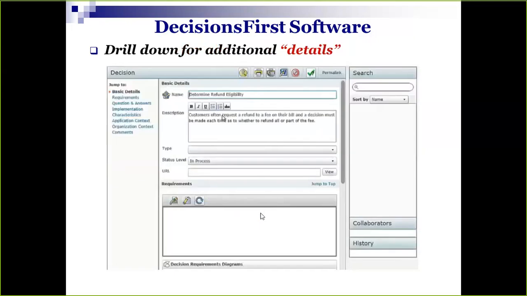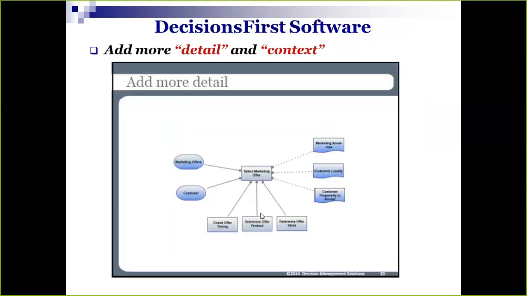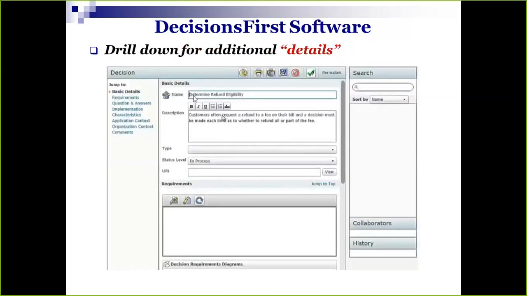And then what? Well, we can drill down. Let's go back to one of these things. If we had an icon called Determine Refund Eligibility, you can drill down and put in all of these things, and I'm going to do that in just a minute. And so you have to flesh these things out.